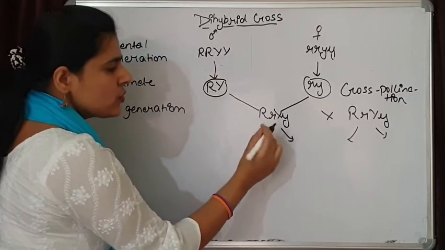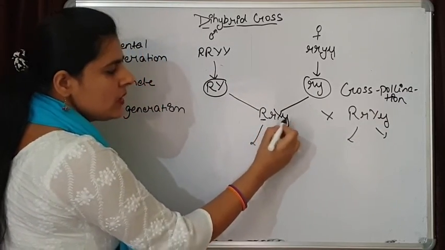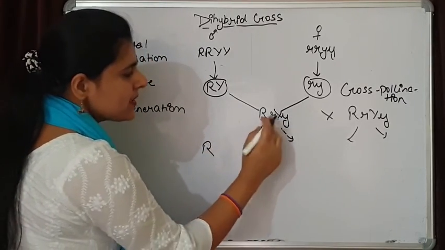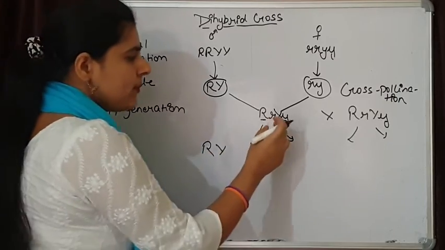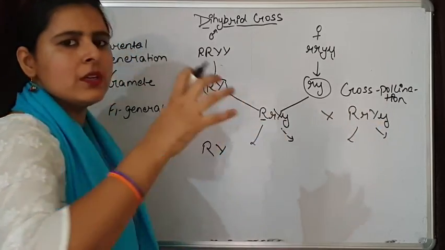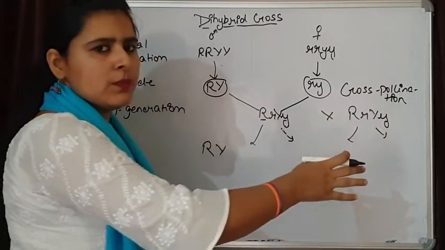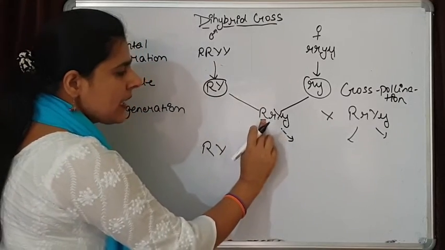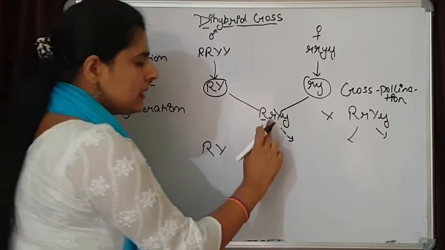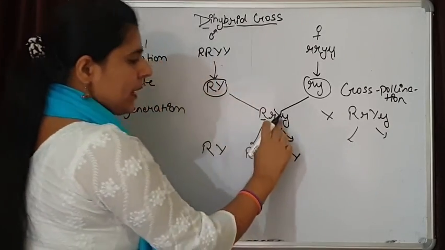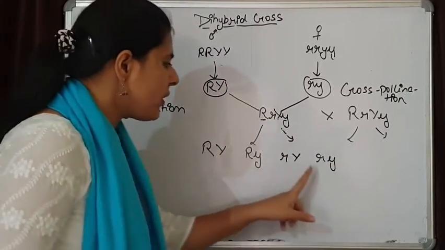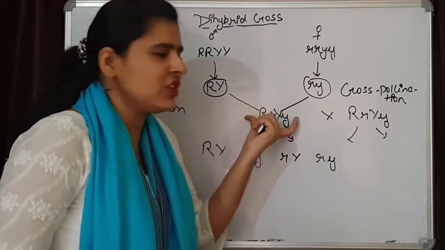How are the gametes going to be formed? This capital R can combine with both these Y, so I am writing both the combinations. This capital R can combine with capital Y. Why? Because that is a completely random chance. There is no fixation. That's why I am writing all the possible combinations. This capital R can also combine with small y. Either this small r can combine with capital Y, or it can also combine with small y. These are 4 gametes that can be formed from this genotype.